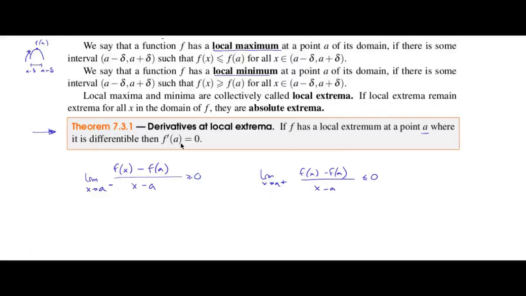But now the theorem says that at this point a, the function f is differentiable, and because it's differentiable, these two limits must be the same, because the limit when x goes to a of f of x minus f of a divided by x minus a is the derivative, right? But because one is greater or equal than 0, and the other is smaller or equal than 0, the only possible value for the derivative is 0. These two limits have to be the same and equal to 0.